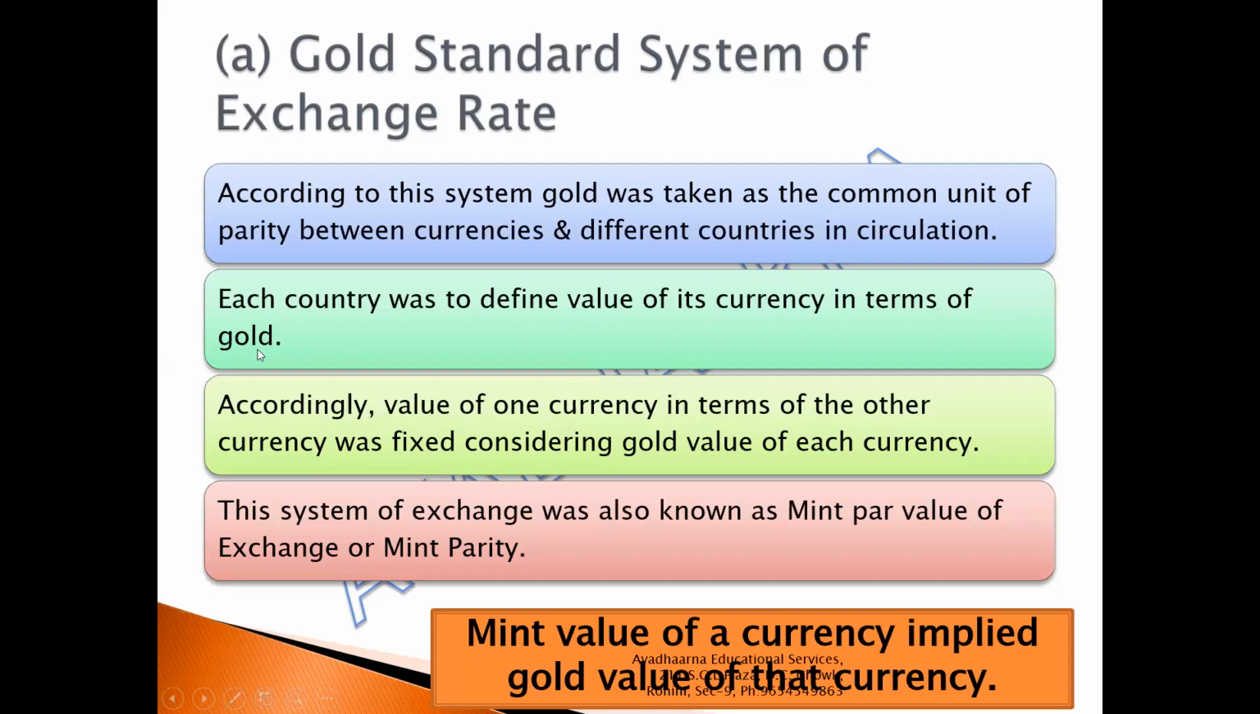हर एक country अपनी currency की value define करता है in terms of gold. Accordingly, value of one currency in terms of other currency was fixed considering the gold value of each currency. And this system of exchange was also known as mint par value of exchange or mint parity. इसको हम बोलते हैं mint value of currency, means implied gold value of that currency. Right?